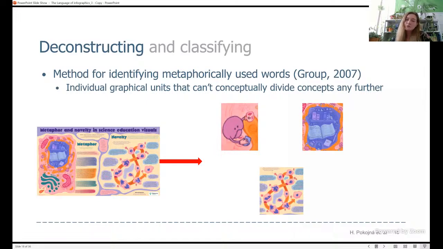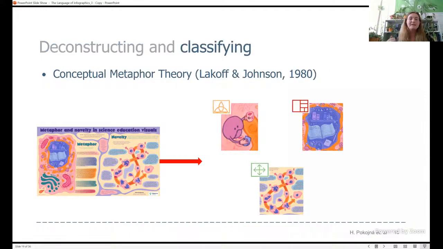We have deconstructed each of these infographics through another linguistic process, which is called method for identifying metaphorically used words. And we basically deconstructed it into little graphical units. And these graphical units were then classified either into visual abstractions or visual metaphors. And if they were visual metaphors, they were given one of the 4 types of the visual conceptual metaphors.